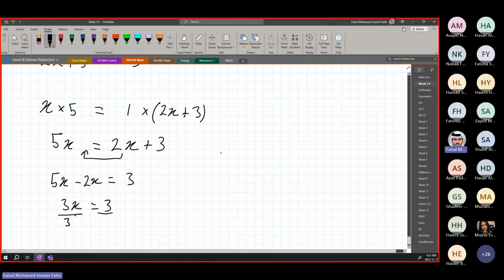Divide both sides by 3. The 3's here will cancel. Therefore, x is equal to 3 over 3. X is equal to 1.